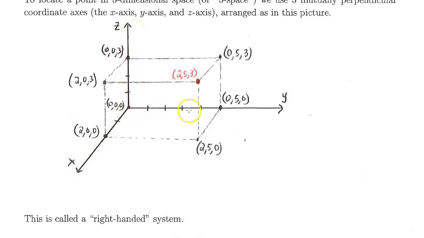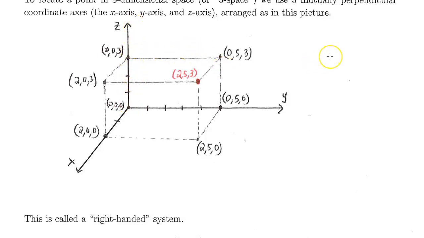Now, this is just giving the positive y-axis. The negative y-axis would be going off to the left. The negative x-axis would be going this way. The negative z-axis would be going down this way. So this is the conventional way of writing it: x-axis this way, y-axis to the right, z-axis up.